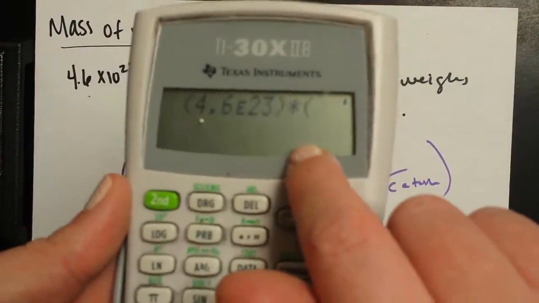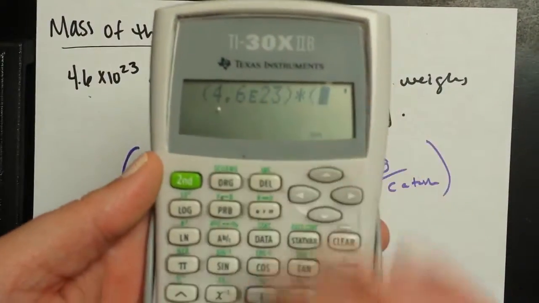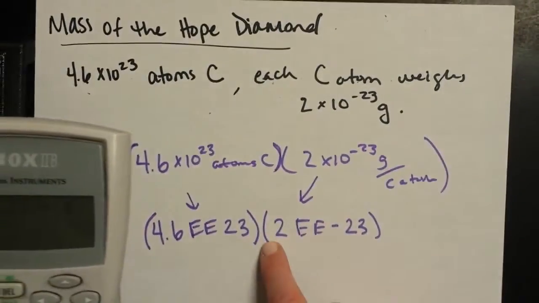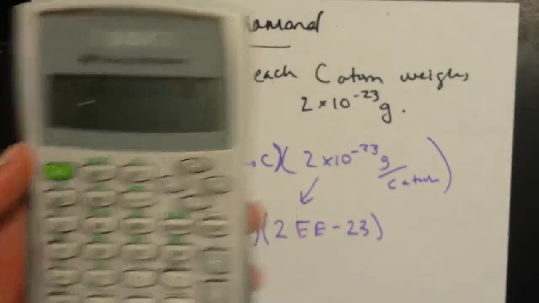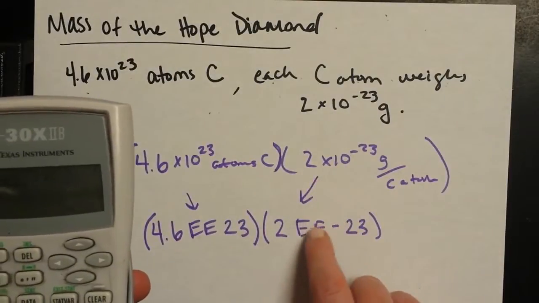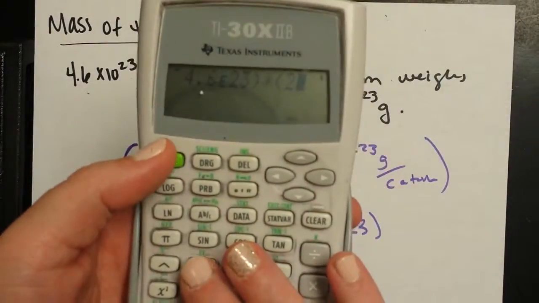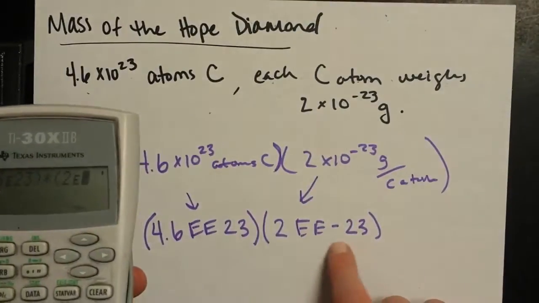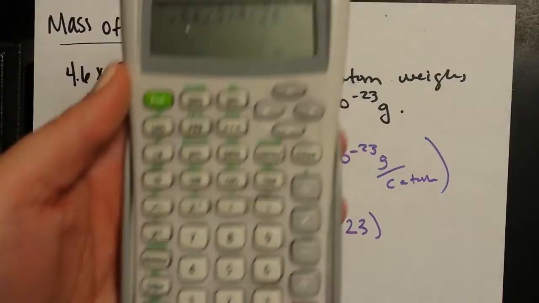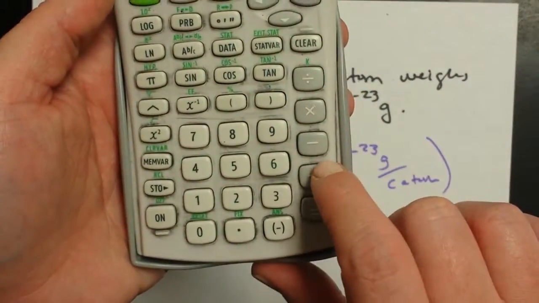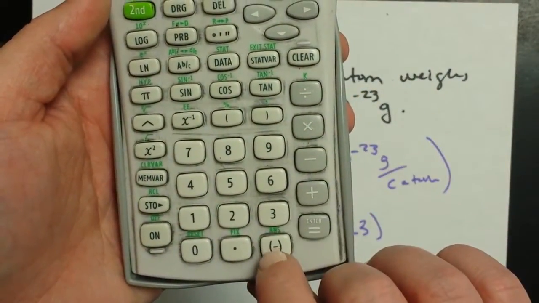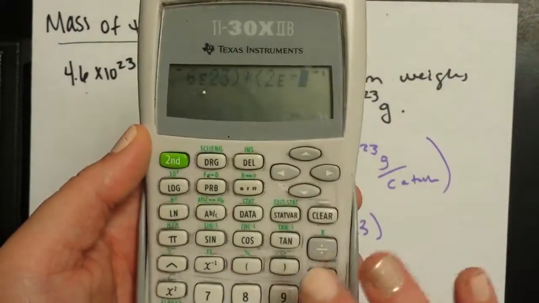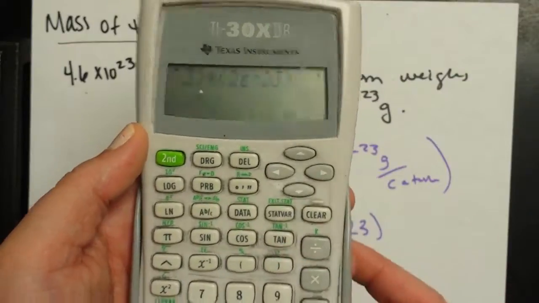Either way, I'm just going to go ahead and do that to be more clear for those of you who need that extra. So here I'm going to start my parentheses, and I'm going to put my coefficient, which is 2. Instead of times 10 to the, I'm going to use that exponent function, so second, where it says E, and now my exponent is negative 23, so I'm going to use the negative sign, not the minus sign. You'll get an error if you use minus. You've got to use that negative sign. Negative 23. Close your parentheses.